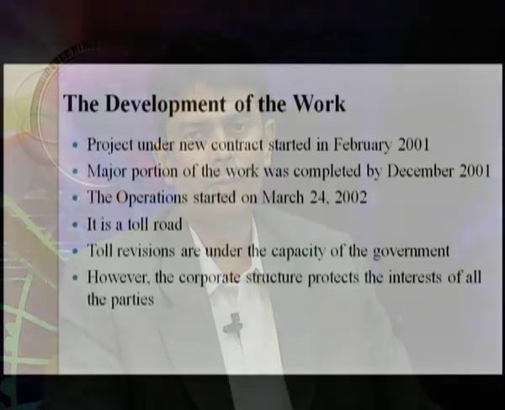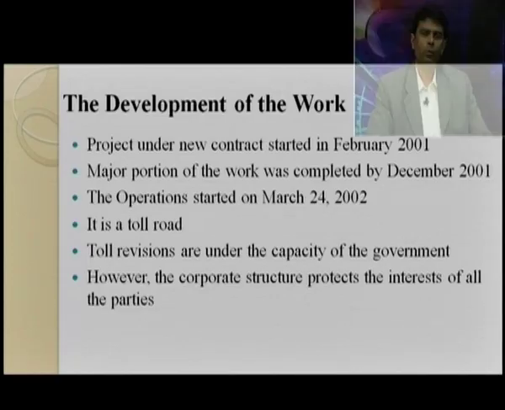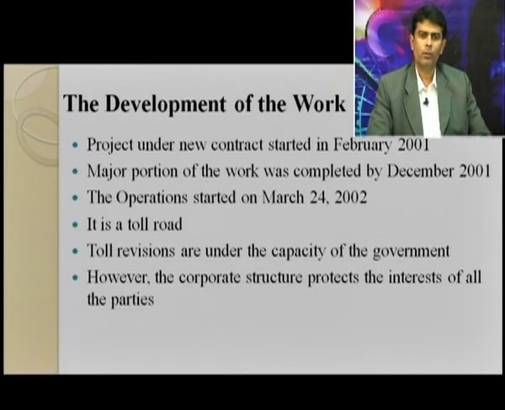The project under the new contract started in February 2001. A major portion of the work was completed by December 2001. The operations started on March 24, 2002, and it is a toll road project. Toll revisions are under the capacity of the government. However, the corporate structure protects the interest of all the parties.